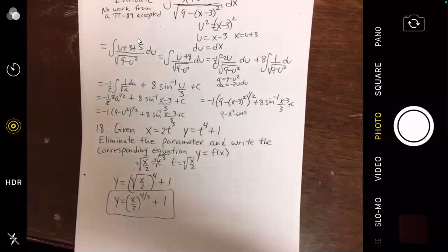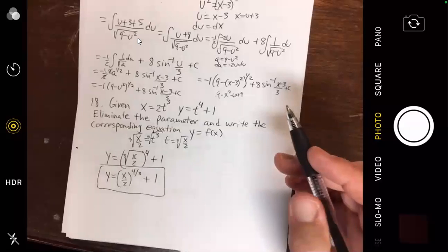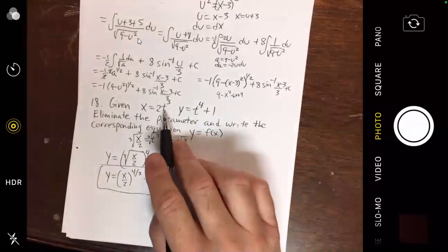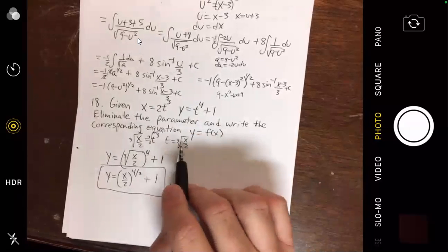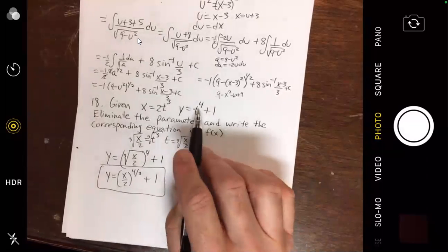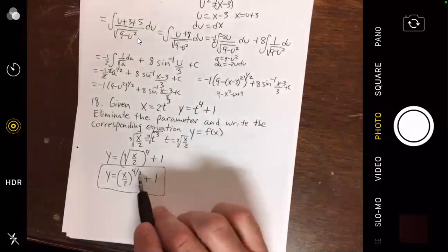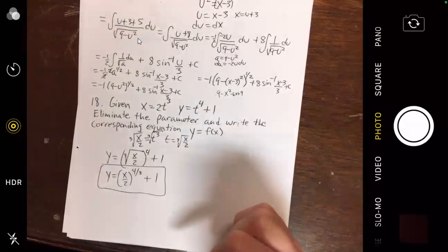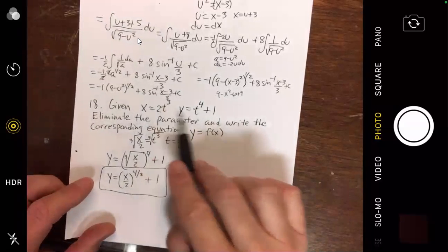On 18, eliminate the parameters. So that's from chapter 10. You always start with your x equation, solve it for t. Divide by 2, take a cube root. t is the cube root of x over 2. Plug that into your y. Cube root of x over 2 to the 4th. You can make it x over 2 to the 4/3. Add 1. So that's your direct function equation, and here's your parametric equations.